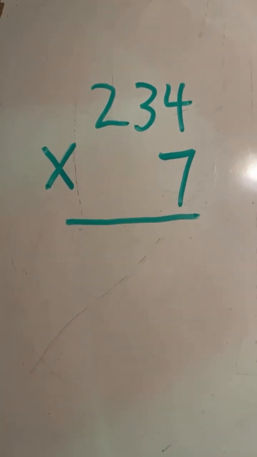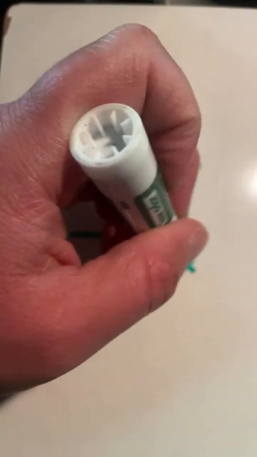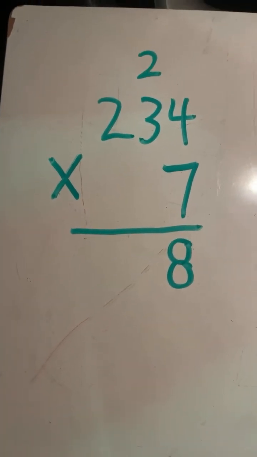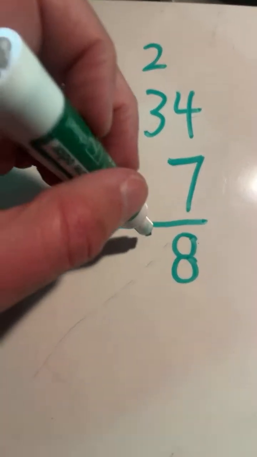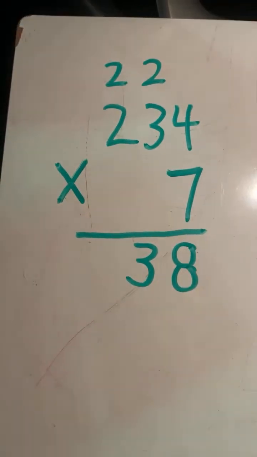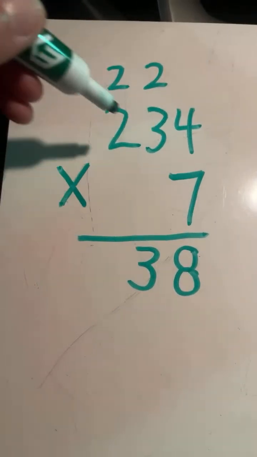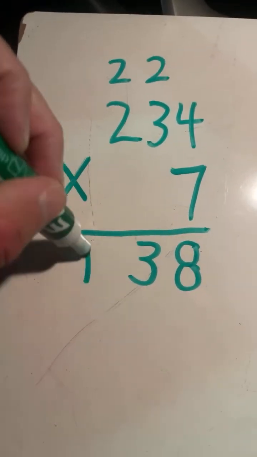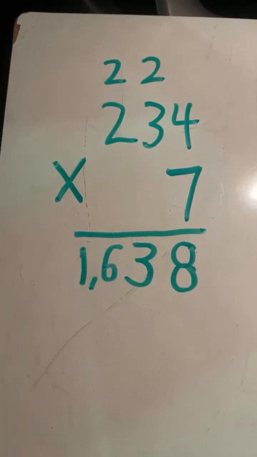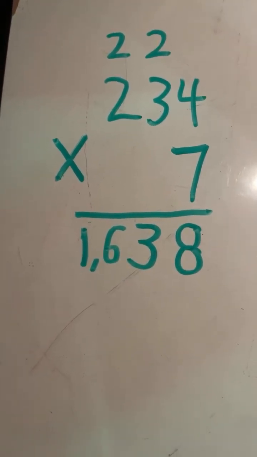So we start in the ones place. 4 times 7 equals 28. The 8 in 28 goes in the ones place. The 2 gets carried over to the tens place. 3 times 7 equals 21. Plus 2 equals 23. The 3 in 23 goes in the tens place. The 2 in 23 gets carried over to the hundreds place. 2 times 7 equals 14. Plus 2 equals 16. And we have our final answer. 234 times 7 equals 1,638.